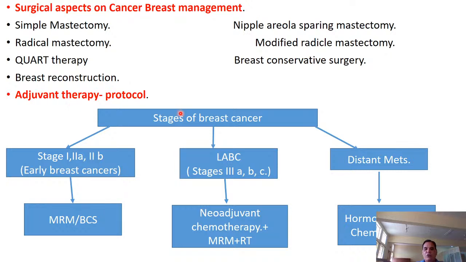And the adjuvant therapy protocol. What is the protocol? It depends on where the patient is standing, the stages of breast cancer. Early breast cancer: MRM, BCS. LABC, locally advanced breast cancer, stage 3: no adjuvant chemotherapy. That means first start the chemotherapy to reduce the disease and bring it under control. Then MRM plus radiotherapy to the local part, not to the axilla. If there are distant metastases from the start, you have no choice, you go for hormonal therapy or chemotherapy. So this whole page signifies all the management system of CA breast. Remember only this one. All others will just go in short.